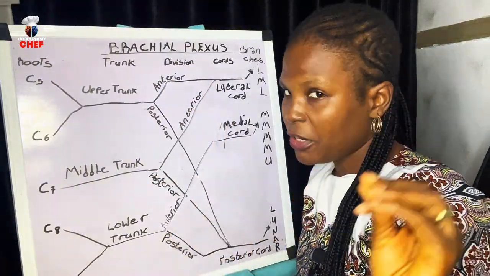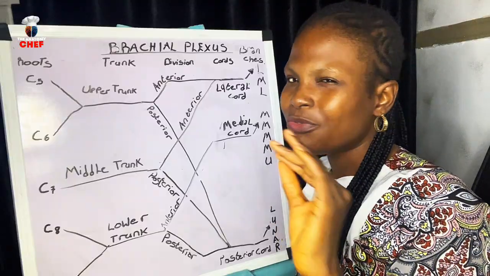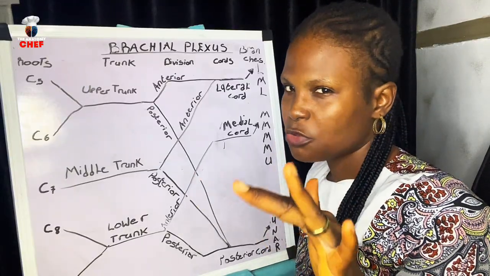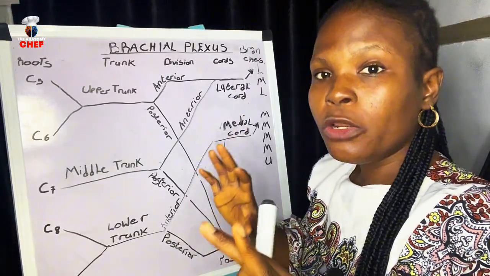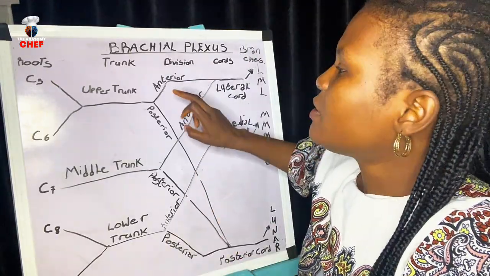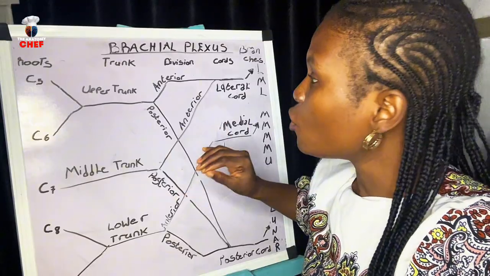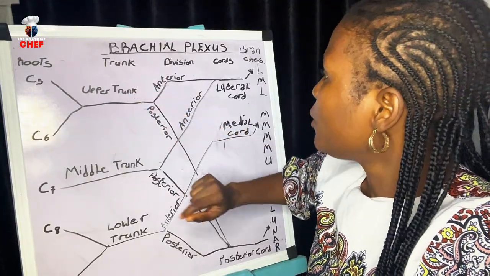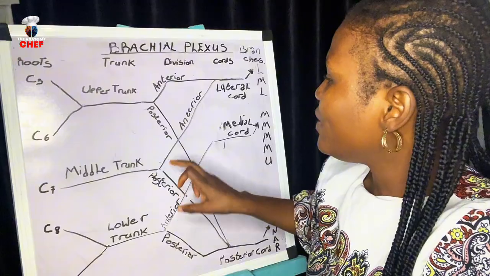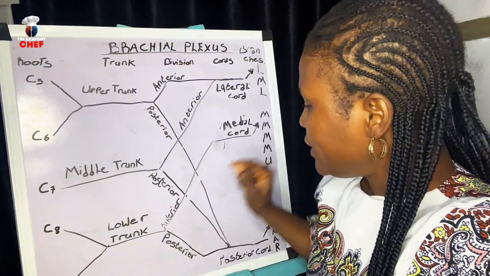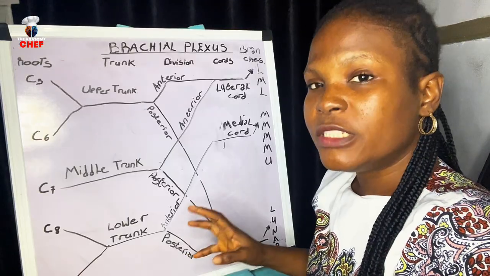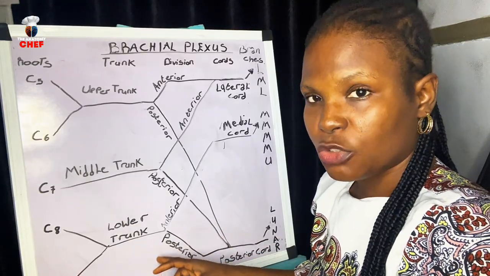Please pay rapt attention. Very simple, very easy, no stress, nothing to worry yourself about. So pay close attention. Now you're going to see the anterior and the posterior divisions of the upper trunk, and then we have the anterior and the posterior divisions of the middle trunk. Then we have the anterior and the posterior divisions of the lower trunk.